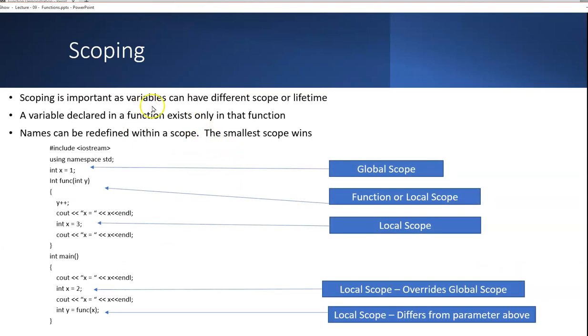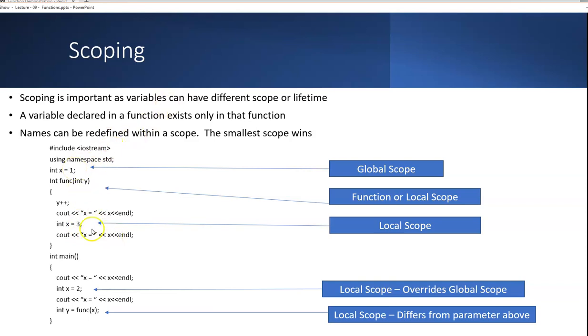Okay. Scoping is important as variables can have different scope or lifetime. A variable declared in a function exists only in that function. Names can be redefined in a scope that overwrite the outer scope. The smallest scope wins. So here, for example, we're going to define x as a global variable. Here, we're going to define it as a local variable. But notice here, we're going to print out x before we define it. So here, it will print x as 1, change it to 3, and print x as 3, but it's still going to stay as 1 at this level.